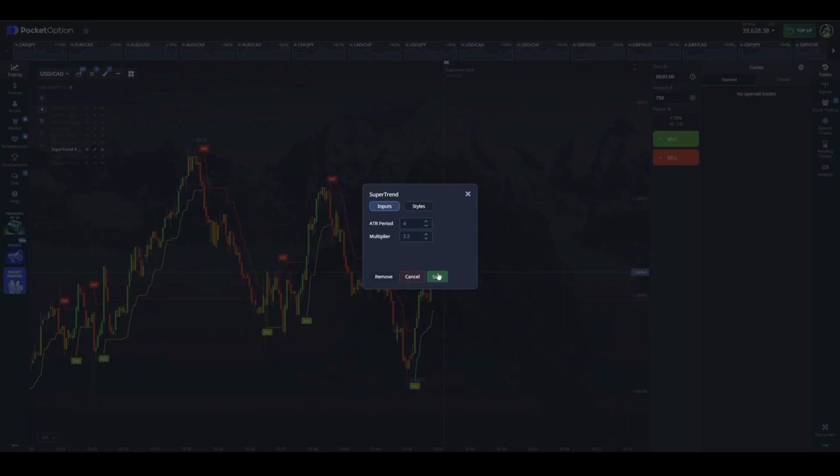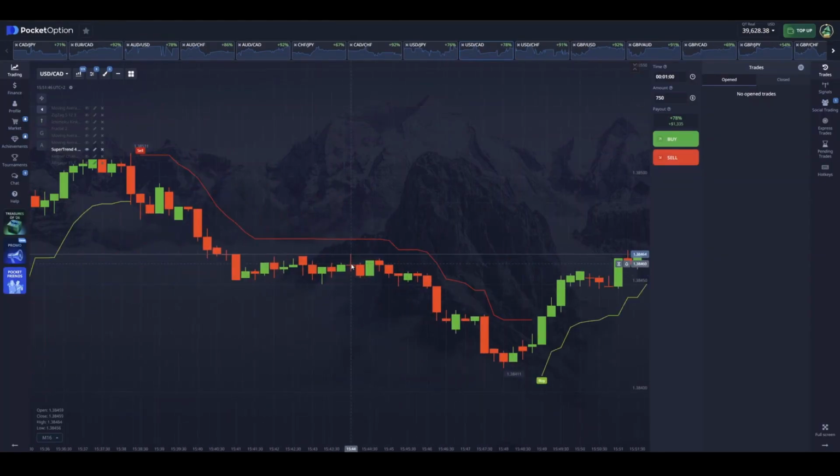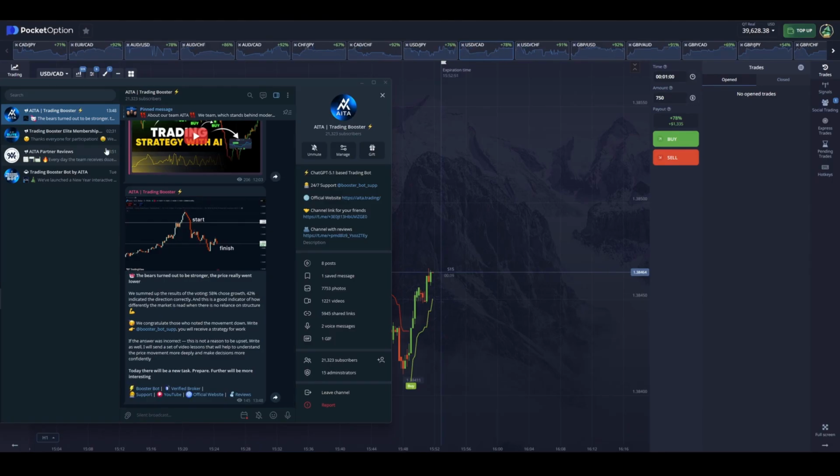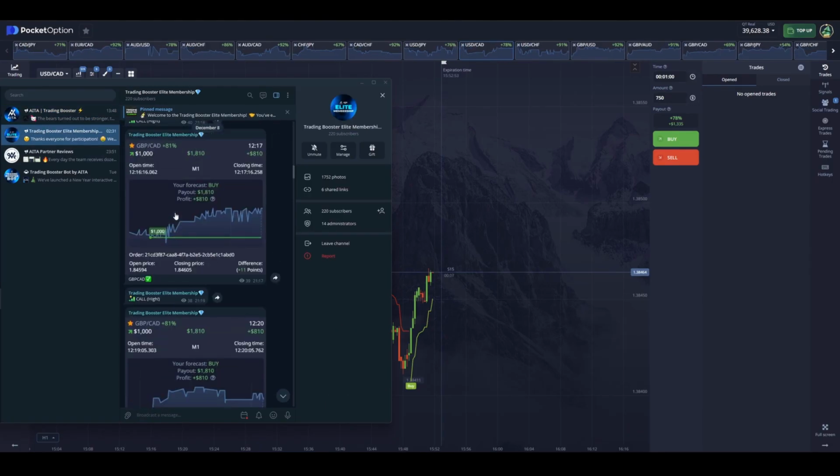You also need to adjust the period for yourself, but then it will be very precise trading. By the way, you can use this indicator to trade in our elite channel. So how does it work?